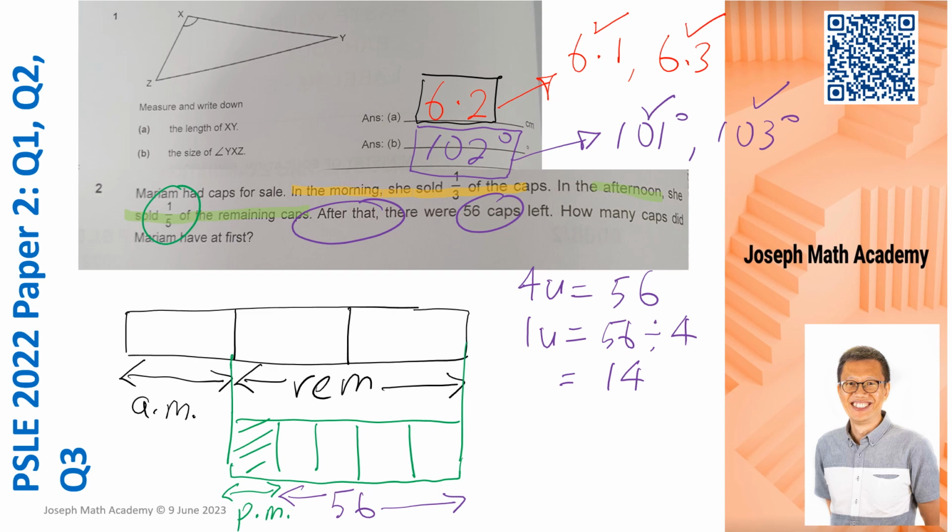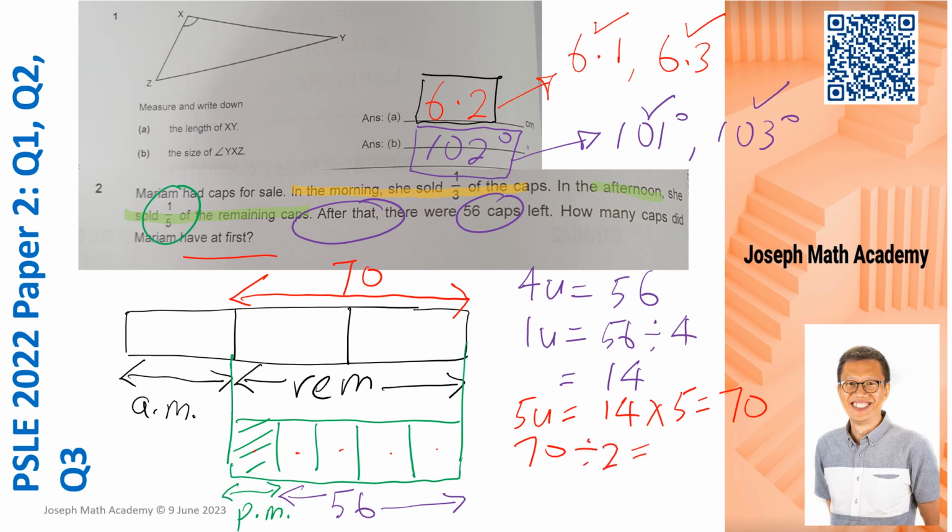Question: how many caps did Mariam have at first? At first, we have to do a little bit of working backwards. So let's find out what this is. This is actually 1, 2, 3, 4, 5 units from the remainder. So 5 units, 14 times 5, that is 70. So this part is 70. Then we take 70 divided by 2. That gives us 35. So this is our 35, and this has to be 35.